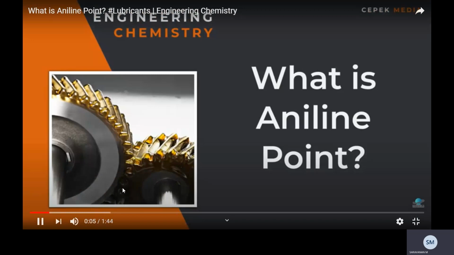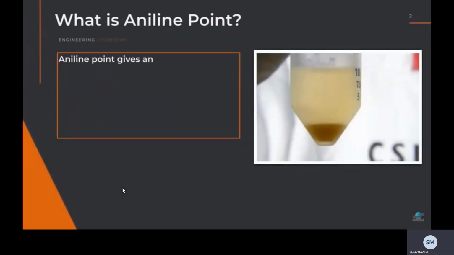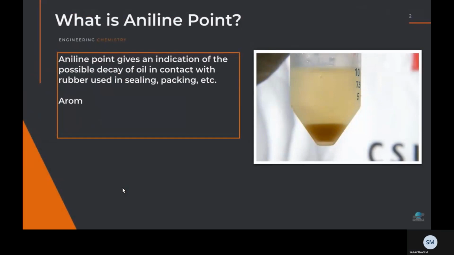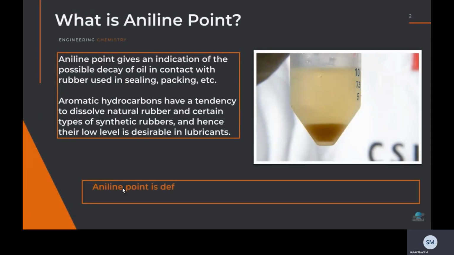What is aniline point? Aniline point gives an indication of the possible decay of oil in contact with rubber used in sealing, packaging, etc. Generally, aromatic hydrocarbons have a tendency to dissolve natural rubber and certain types of synthetic rubbers also, and hence their low level is desirable in lubricants. Aniline point can be defined as the minimum equilibrium solution temperature for equal volumes of aniline and oil sample.